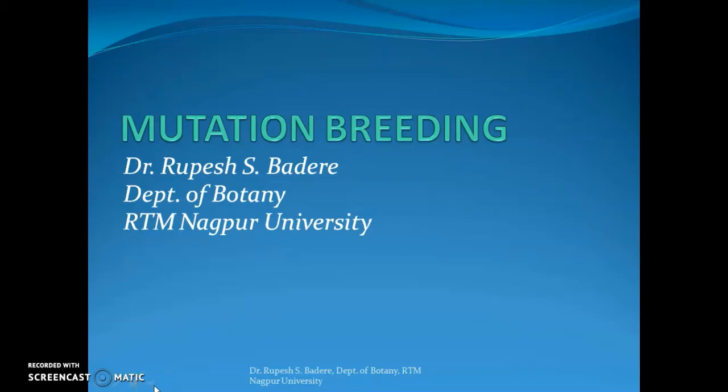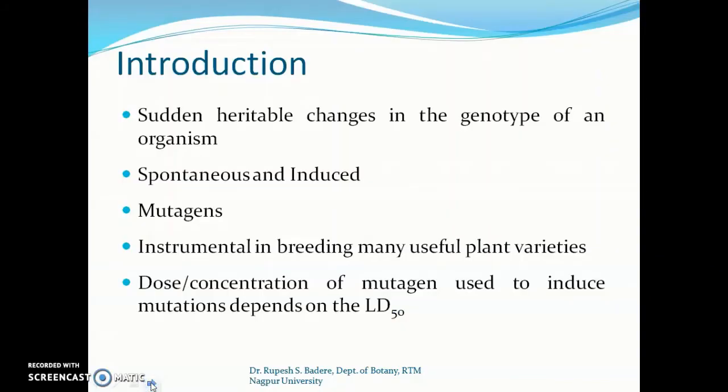Hello friends, in this lecture I will be speaking on mutation breeding. Mutations are the sudden heritable changes which occur in the genotype of an organism. There are two types of mutations, the spontaneous one and the induced one.